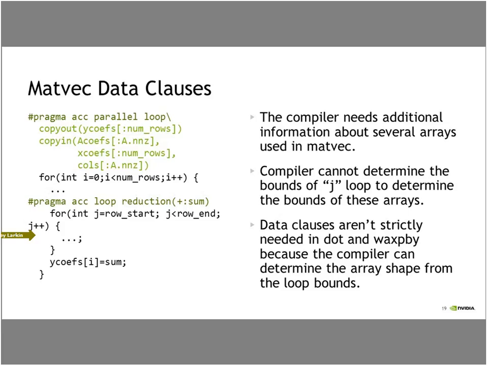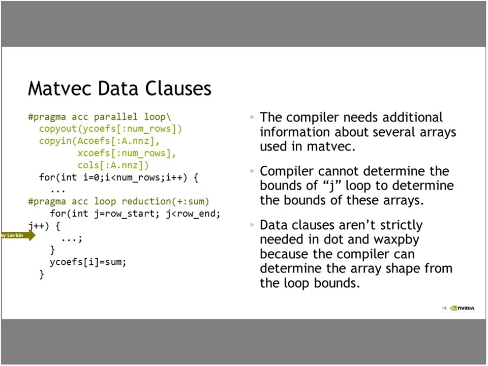Now, the one thing to notice about the J loop is the compiler actually has no way of knowing how many iterations this J loop is going to do. It knows it starts at row offset and it ends at row end. But it doesn't actually know the count. It doesn't understand at compile time how many iterations this does. So because of that, it can't determine the bounds of these arrays.